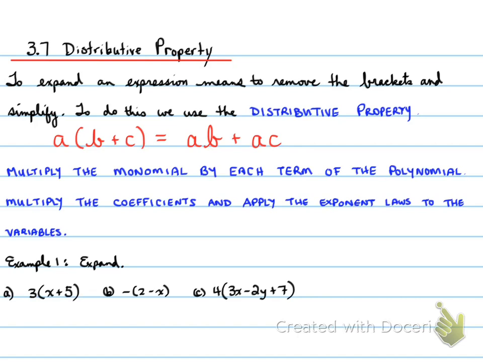So 3 times (x plus 5). 3 times x is 3x. And 3 times 5 is plus 15. Next one, minus 2 times (2 minus x) is going to be negative 2 plus x. Now don't forget, you're also giving the sign to each term. So here's another one. 4 times 3x, 4 times negative 2y, 4 times 7. So what you're going to have with that last one, we'll see in just a second.